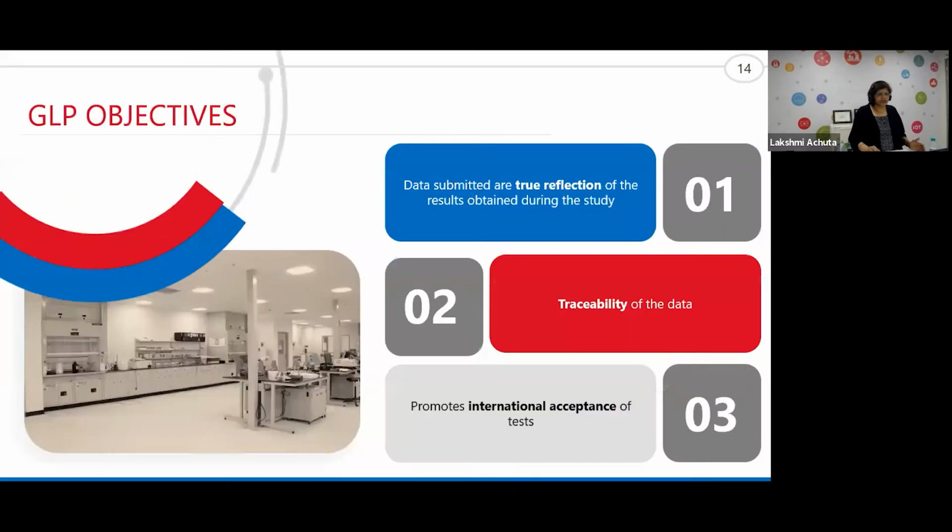Objectives of GLP is to ensure that the data submitted are true reflection of the results obtained during the study. Very importantly, traceability of data. It promotes international acceptance of tests.